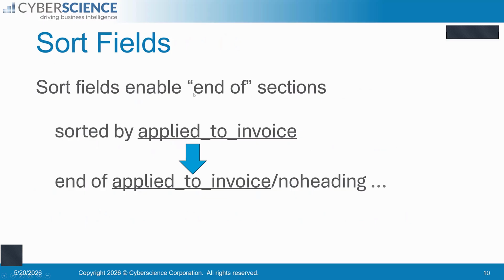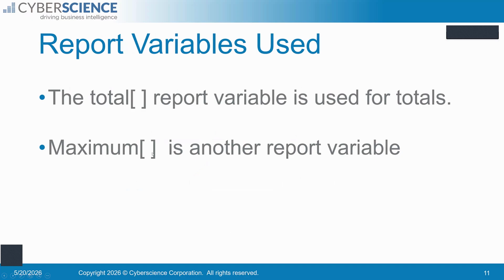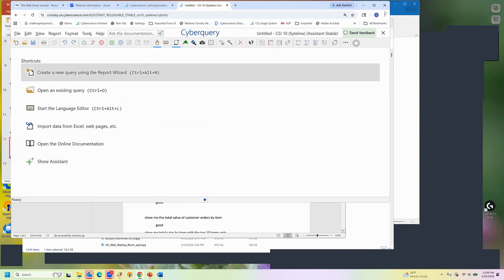So again, at the end of the field or the end of the sort field, we're going to be able to say end of, in this case, apply to invoice, and we're going to put in a switch for no heading, because by default, the system is going to try to put in the heading for a field. We're specifying at this end of section, no heading unless otherwise specified. So that's one of the key pieces in this section. But we're going to be using the total of variables, and we'll use maxes and mins for like the maximum invoice date or PO date or whatever.